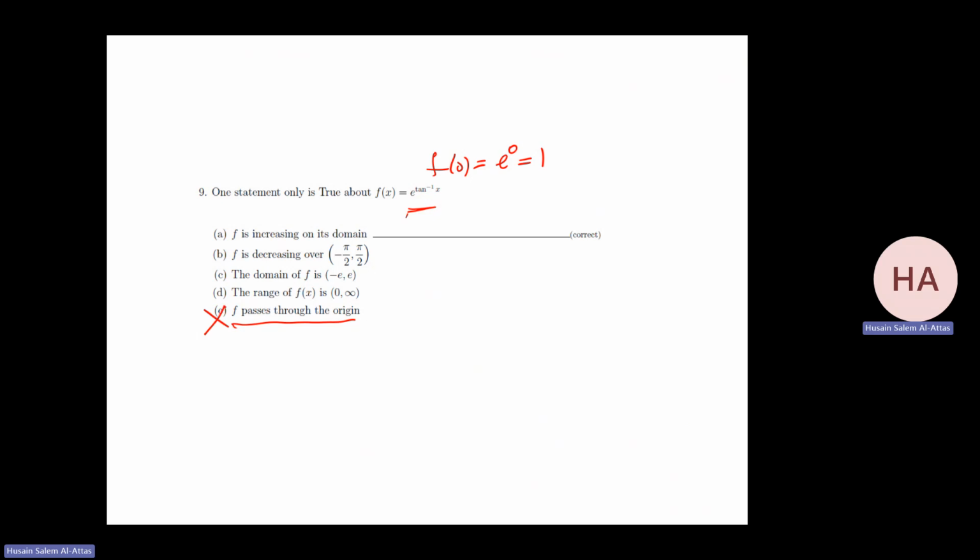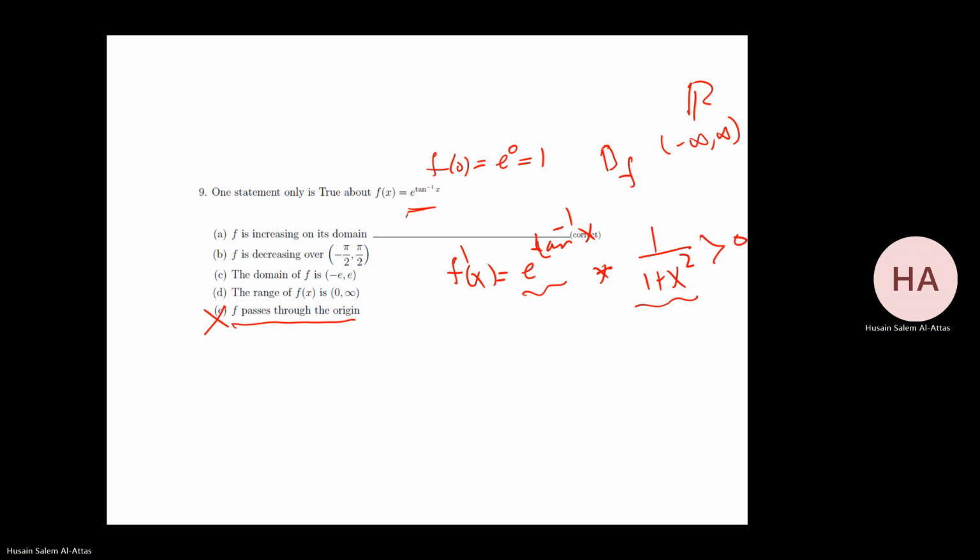Okay, let us find increasing or decreasing. What's the domain of the function? Domain is from minus infinity to infinity, no restriction in x. Let me find f prime: e to the power tan inverse of x times the derivative of tan inverse, which is 1 over 1 plus x squared. If you notice, it's always positive, and this is always positive. So the function is increasing all the way, from minus infinity. So it's increasing in its domain. Decreasing, no way. The range is 0 to infinity, no.